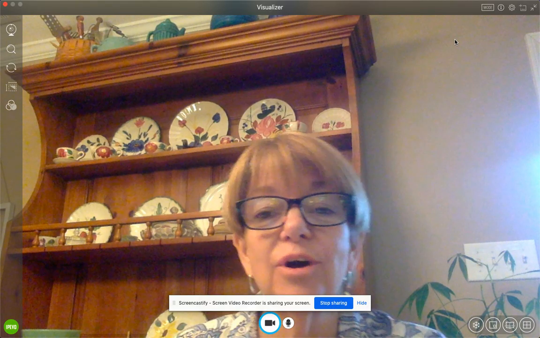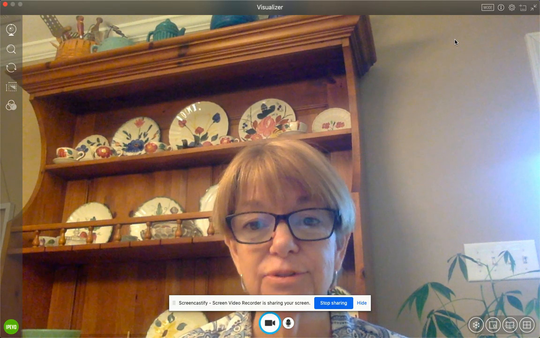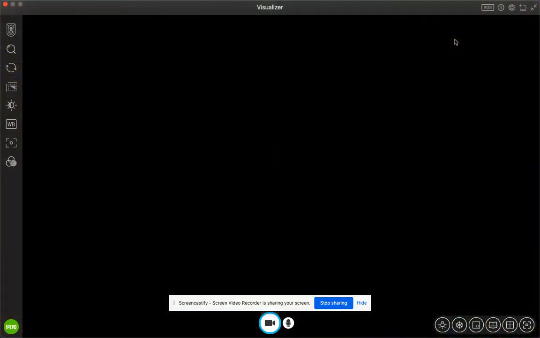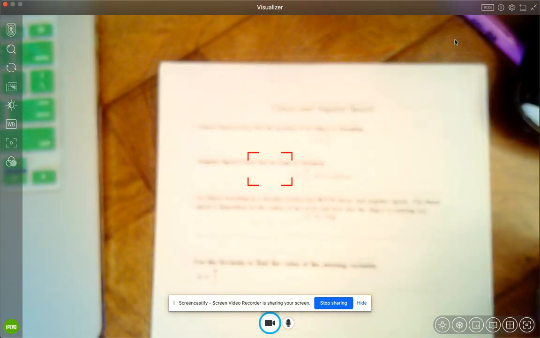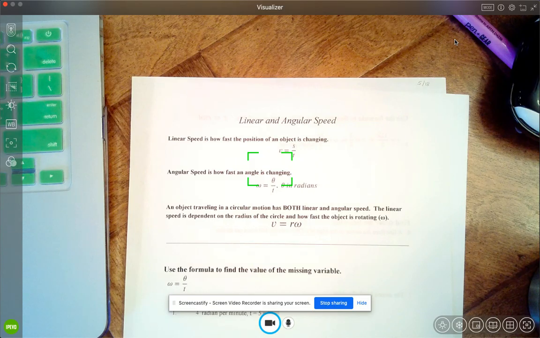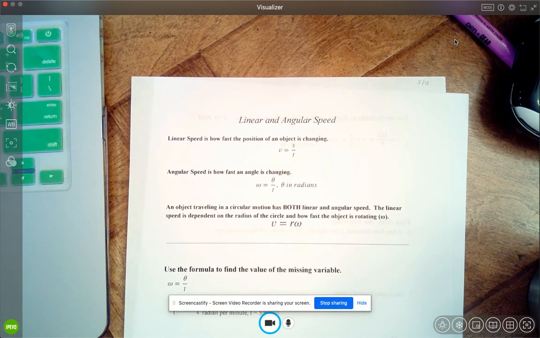Today we're going to talk about something that will be applicable to all of our lives, linear and angular speed. And you're saying, what? Linear and angular speed? How could we need something like that? Well, linear speed is how fast the position of an object is changing.